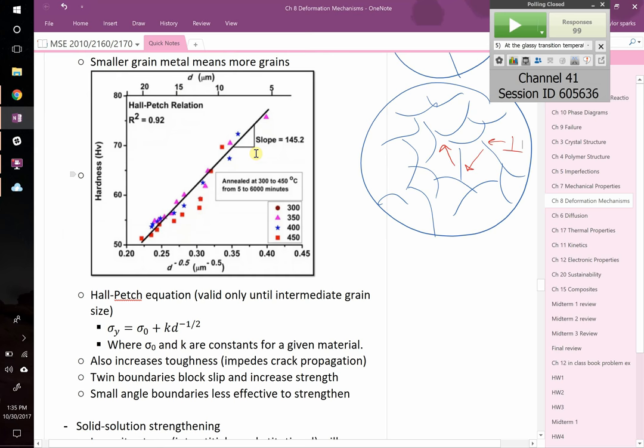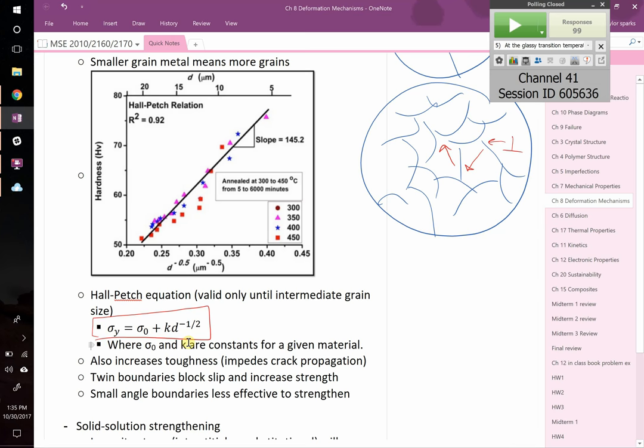Your yield strength is equal to sigma naught, a constant, plus K, a constant, times d, your grain size, to the negative 1/2 power. So for any given material, for a steel or an iron or a titanium, if you figure out sigma naught and K, constants for those materials, then you know how the yield strength is going to change if you were to change your grain size. And that could be going up in grain size or going down.